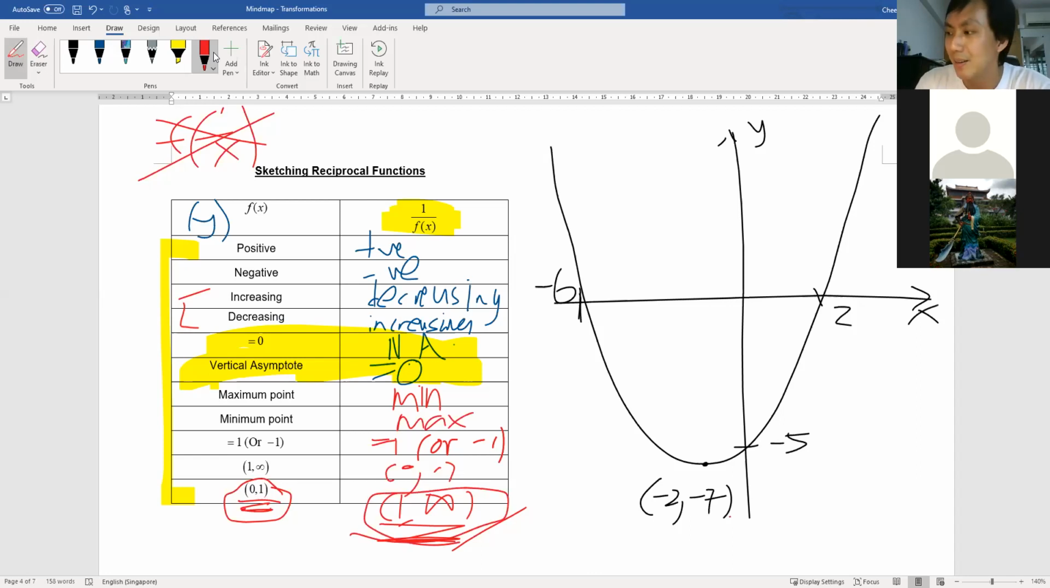Any y value that was between 1 and infinity, you take the reciprocal, the new coordinate will be between 0 and 1. Understand? In terms of the y values, because this transformation is solely in terms of the y values only. Understand? Okay.